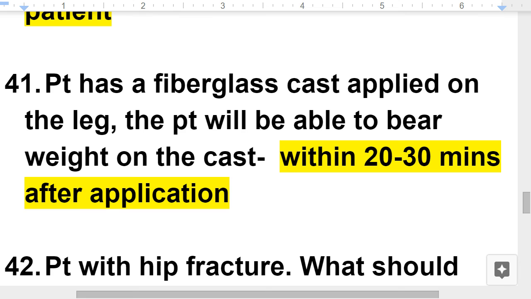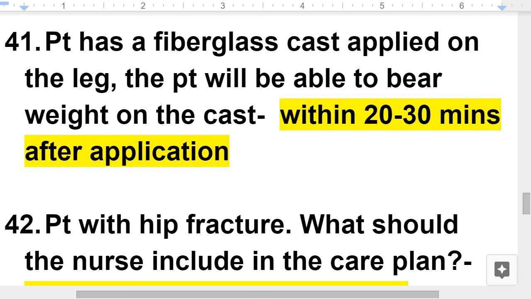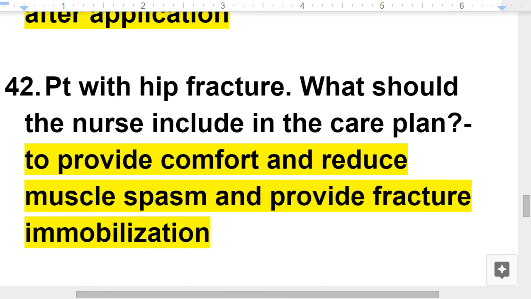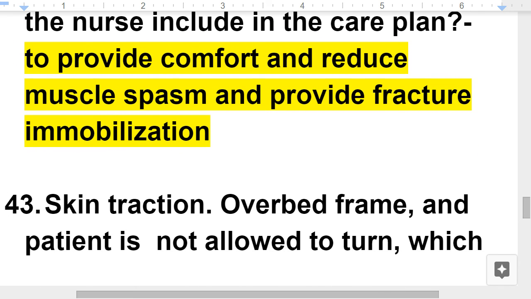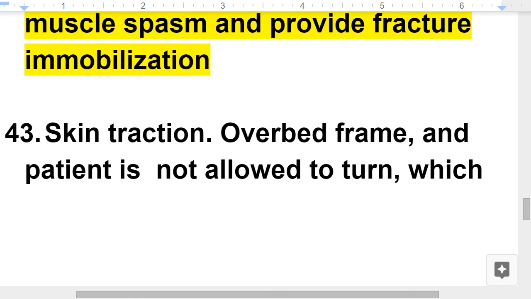So the patient has a fiberglass cast applied on the leg. The patient will be able to bear weight on the cast within 20 to 30 minutes after application. Patient with hip fracture. What should the nurse include in the care plan? To provide comfort and reduce muscle spasm, provide fracture immobilization.